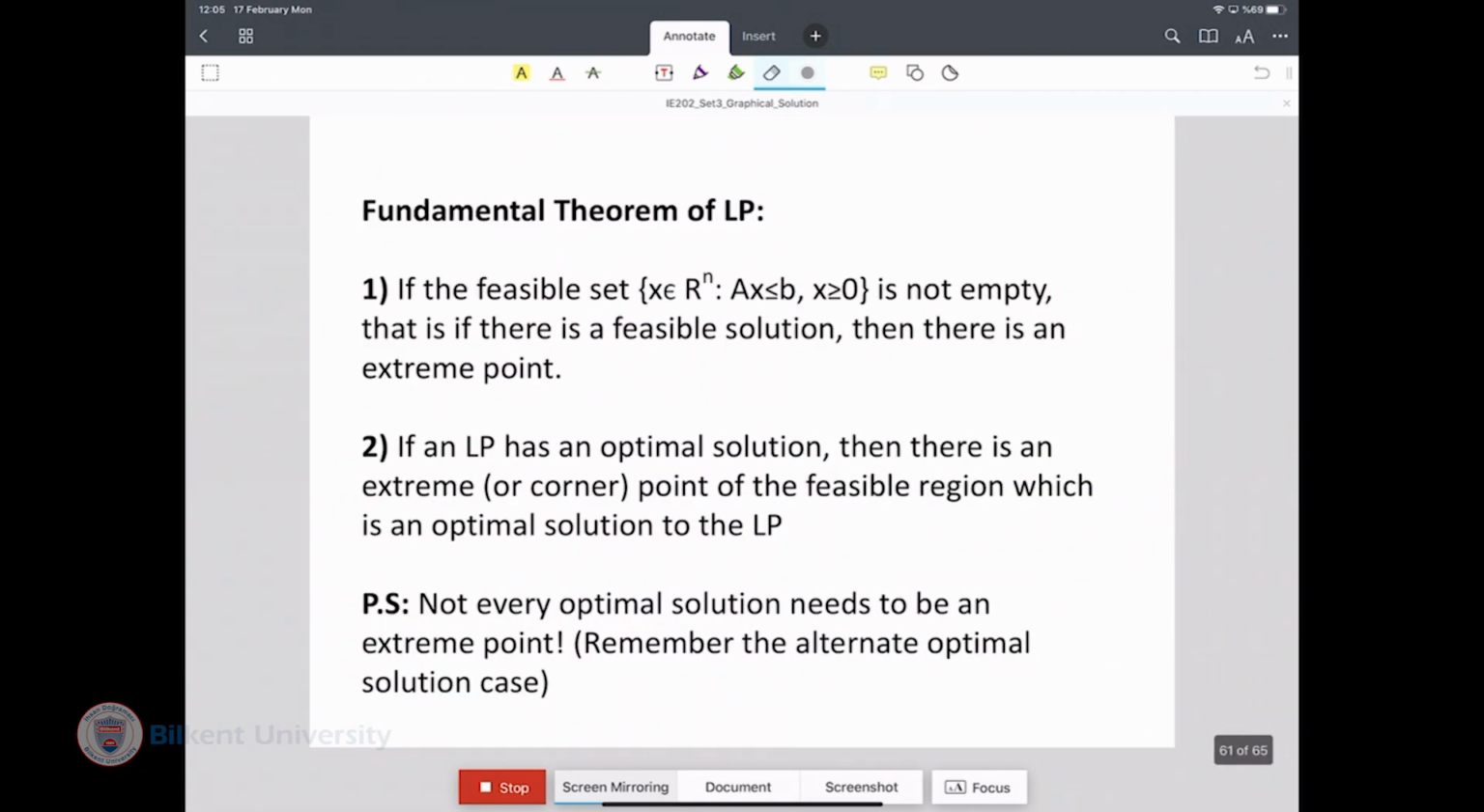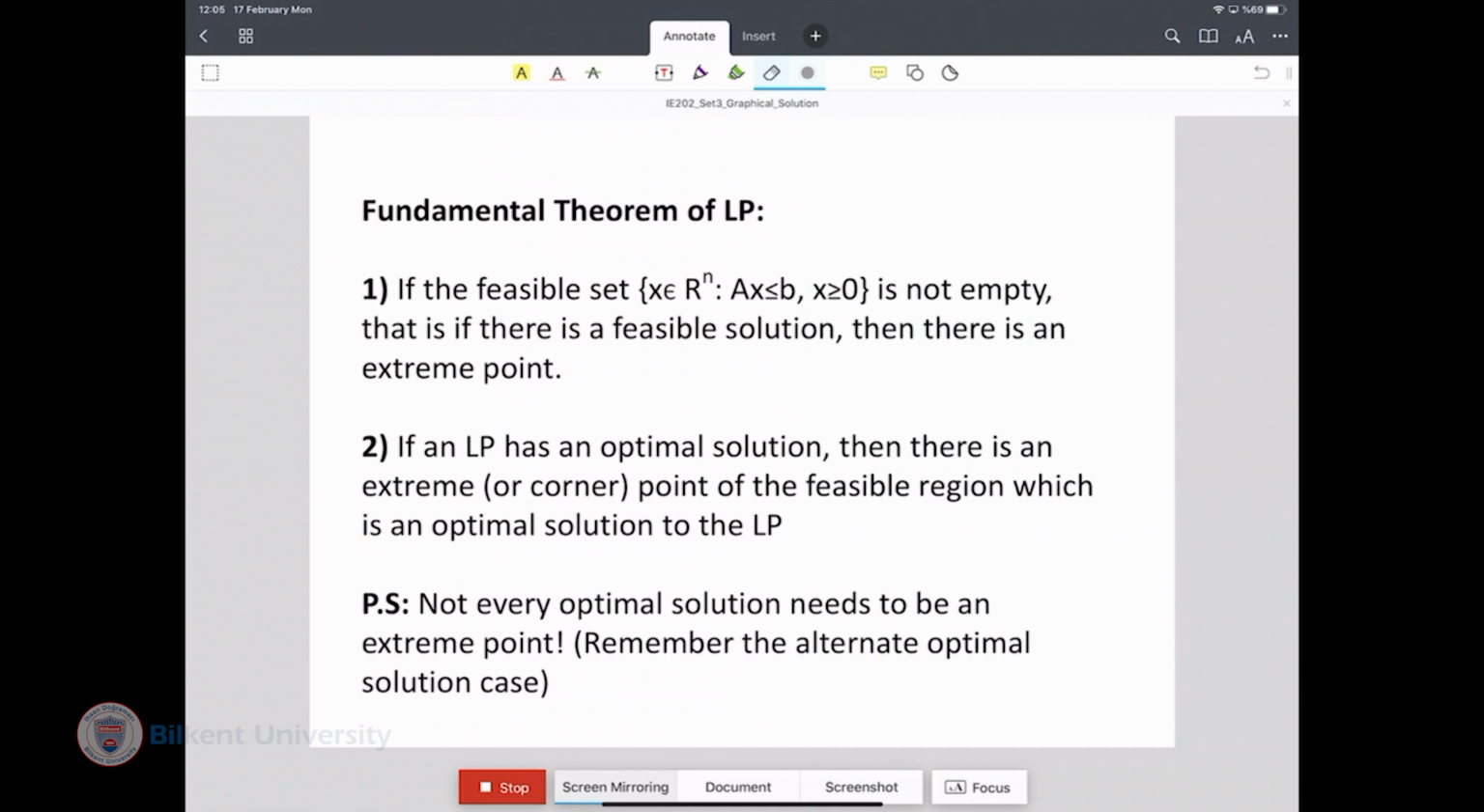This brings us to our fundamental theorem of linear programming. Okay? This is really crucial. We utilize this theorem a lot in proving other theorems. We're not going to prove this in this course, but it really is crucial. It's the fundamental theorem. Yeah? Let's read it. A, if the feasible set is not empty, then there is an extreme point. And B, if the problem has an optimum solution, then there is an extreme point which is optimal.